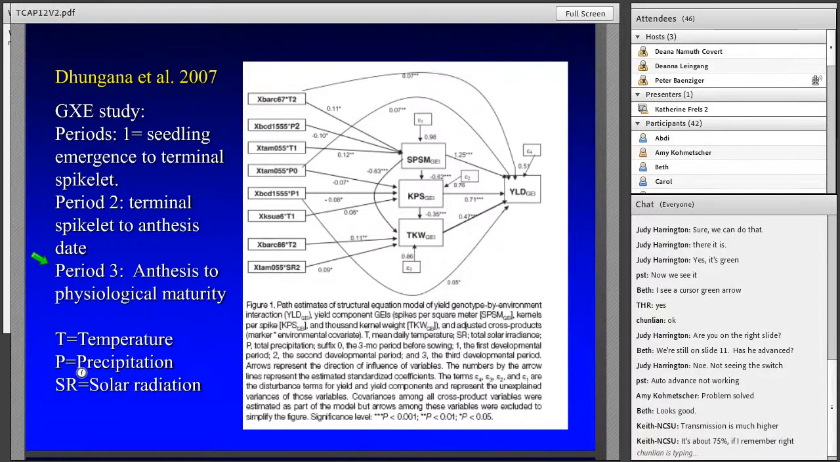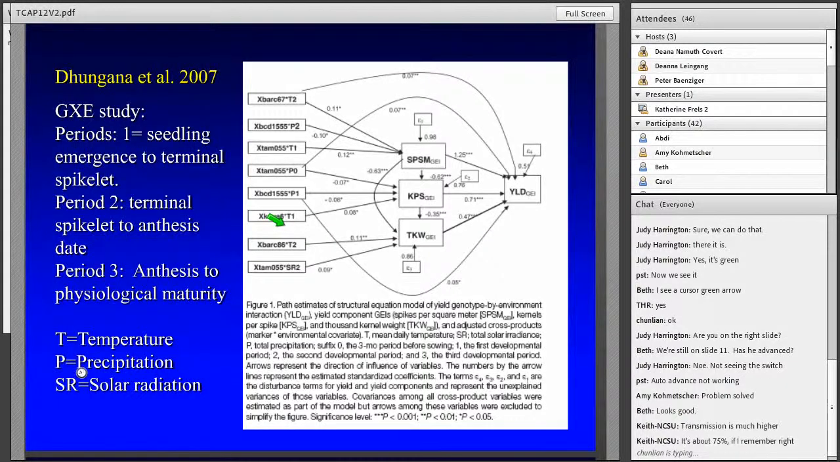Well, then what we did is we did a path coefficient, and we looked at spikes per square meter, kernels per spike, 1,000 kernel weight, and how they related to yield. And you can determine which one was having the major component on it. Okay. Now, as you recall, because we were working with Cheyenne, Wichita 3A, the major component was, in fact, 1,000 kernel weight. And then you could look at the markers that were related to grain yield and see, when did temperature have an effect? Well, temperature from terminal spikelet to anthesis had an effect on this marker.